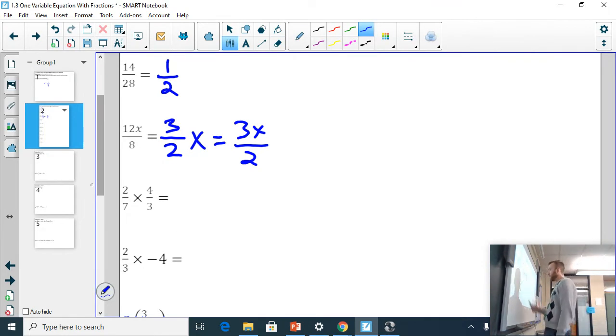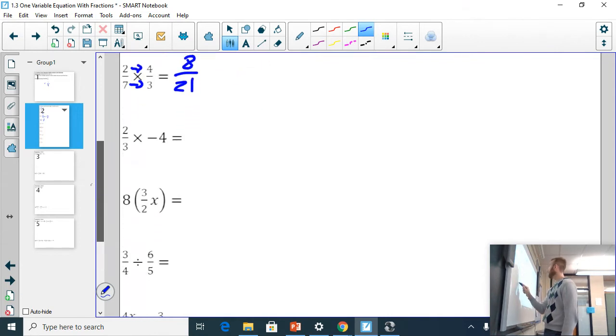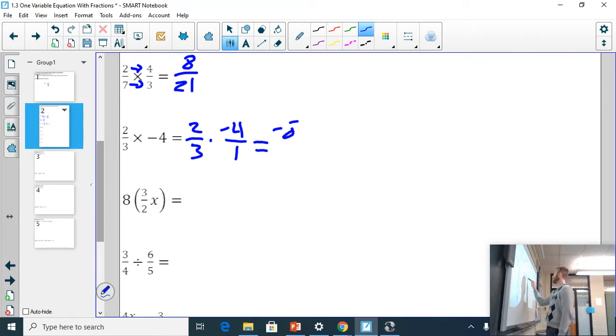And now we have 2/7 times 4/3. Remember when we're multiplying, we just multiply straight across. So 2 times 4 is 8, 7 times 3 is 21, and I don't think we can simplify that any further. Next, 2/3 times -4. Remember, this is the same thing as 2/3 times -4 all over 1. So going straight across, 2 times -4 is -8, 3 times 1 is 3, and so -8/3. And again, if you want to, you can write the negative straight out front so it looks a little nicer. It's the same thing.